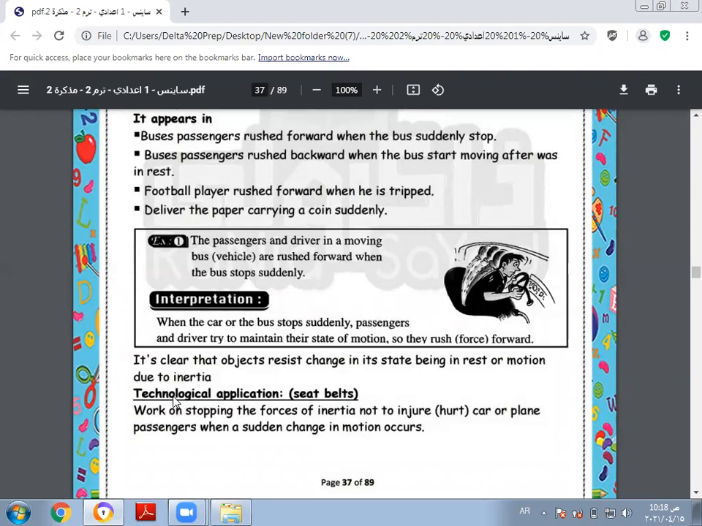What is the technological application on the force of inertia? The seat belt. A question may come on the seat belt: give reason. Policeman advise drivers to use safety belts in cars. What does the seat belt do in the car? It works on stopping the force of inertia and not to injure or hurt car or plane passengers when a sudden change in motion occurs.